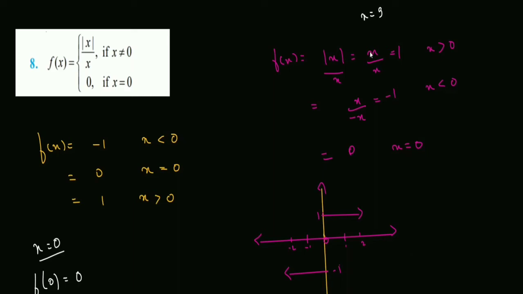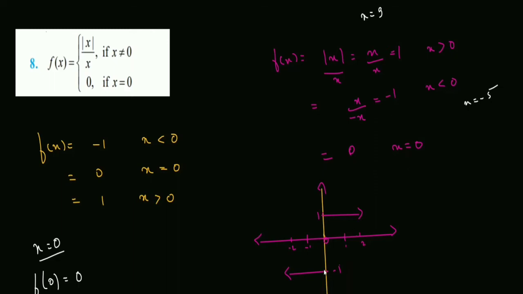Modulus of 5 is 5, and 5 by 5 is 1. So when x is greater than 0, you get 1 everywhere. When it is less than 0, suppose x is minus 5, so modulus of minus 5 is plus 5 divided by minus 5. So when x is negative, the numerator is positive and the denominator x is minus 5, so that will give you 5 by minus 5, which is minus 1.